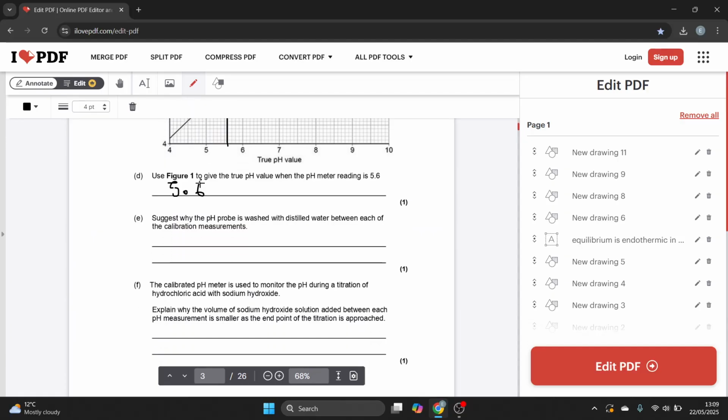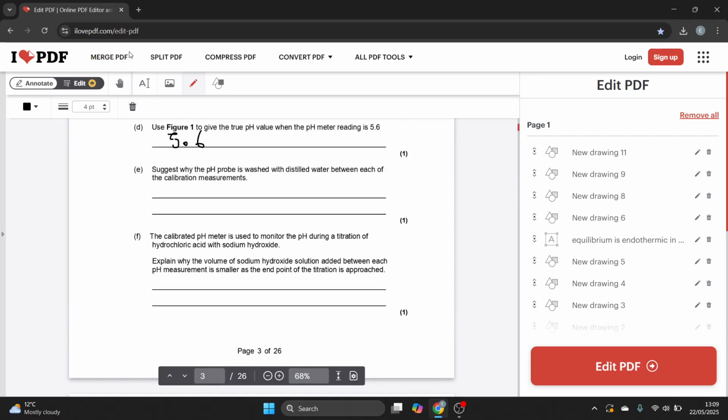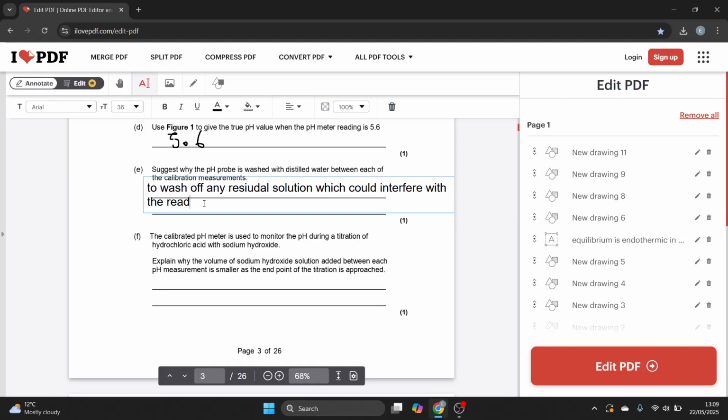Okay. Suggest why the pH probe is washed with distilled water between each of the calibration measurements. To wash off any residual solution which could interfere with the reading.